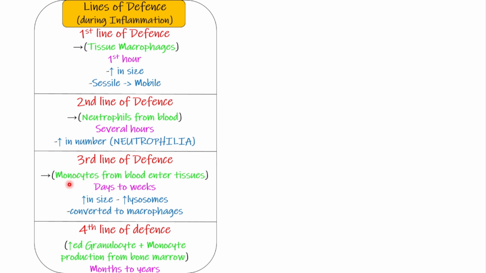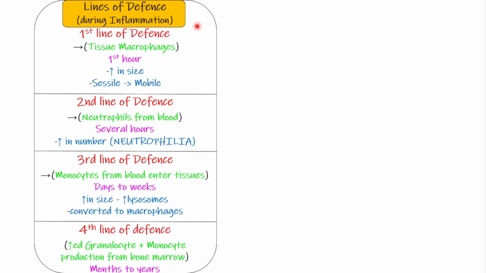Then we have monocytes. These monocytes are basically converted to macrophages. They increase their size and also increase the amount of lysosomes present in them. So basically, they come with a lot of guns and a lot of tanks, no? So they're converted into macrophages, they increase their size, and they increase the amount of lysosomes. Okay? So the breakdown is going to take place because of the lysosomes. Then we have the fourth line of defense, which is basically increased production, which will take place from months to years. Okay. So these are the lines of defense during inflammation, the lines of defense regarding the white blood cells.